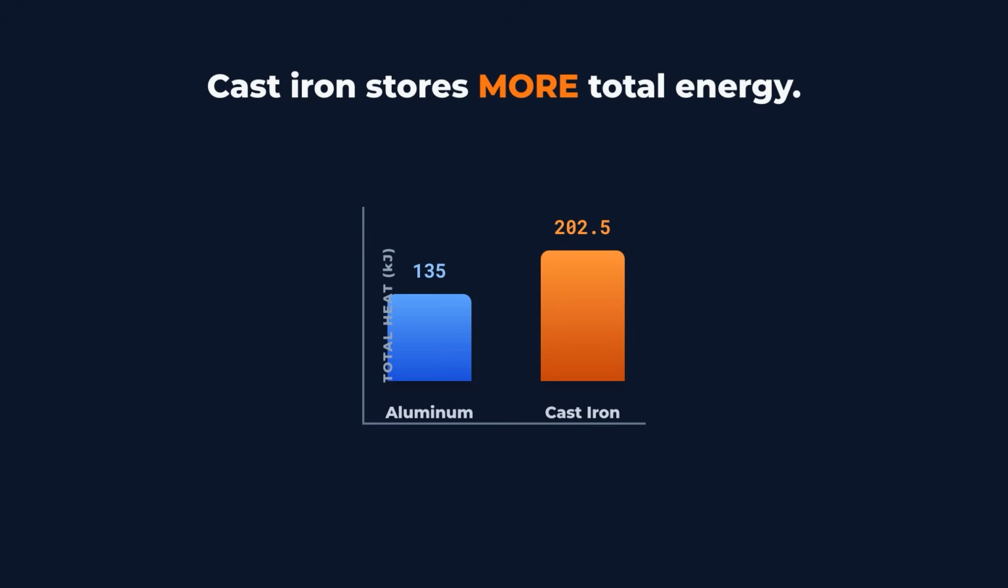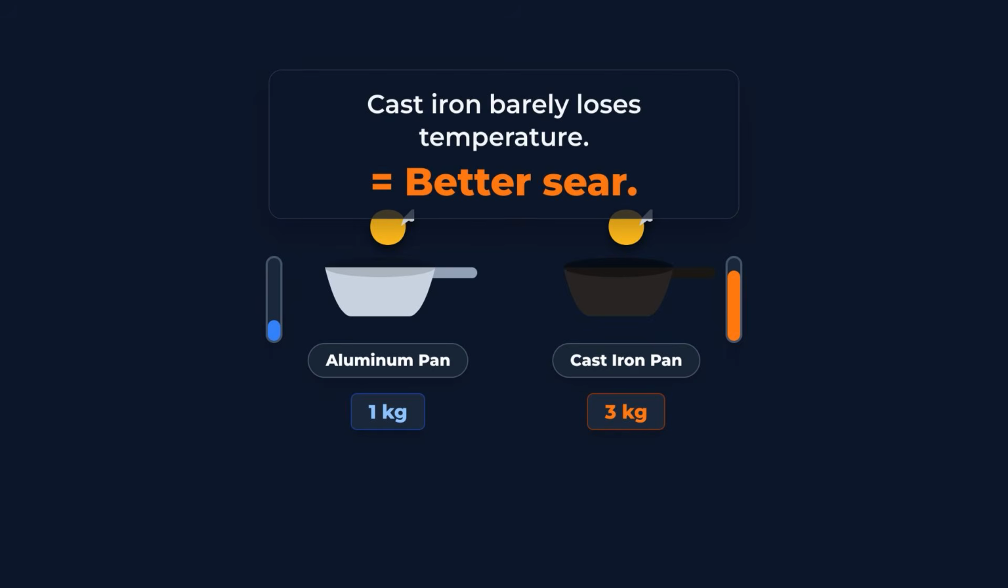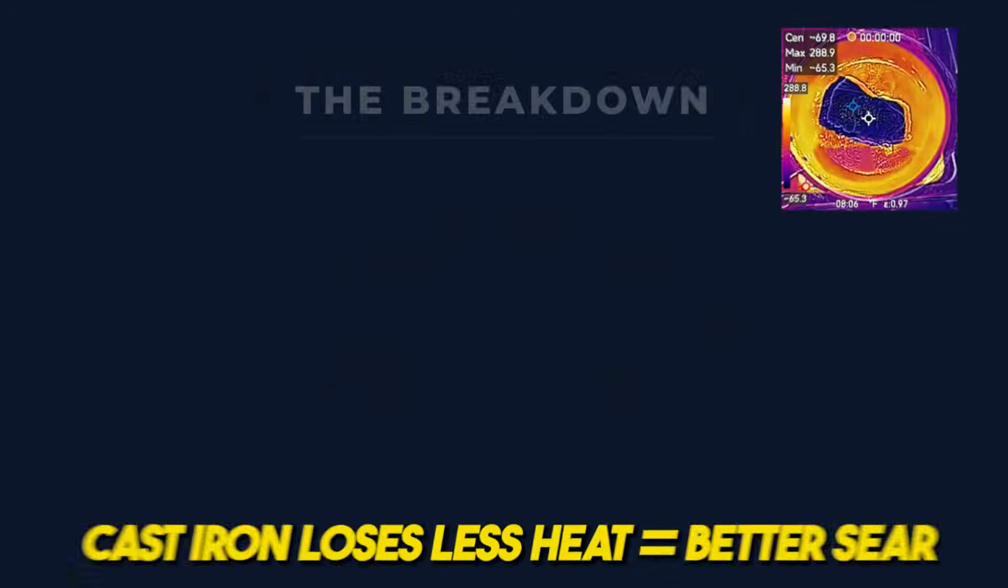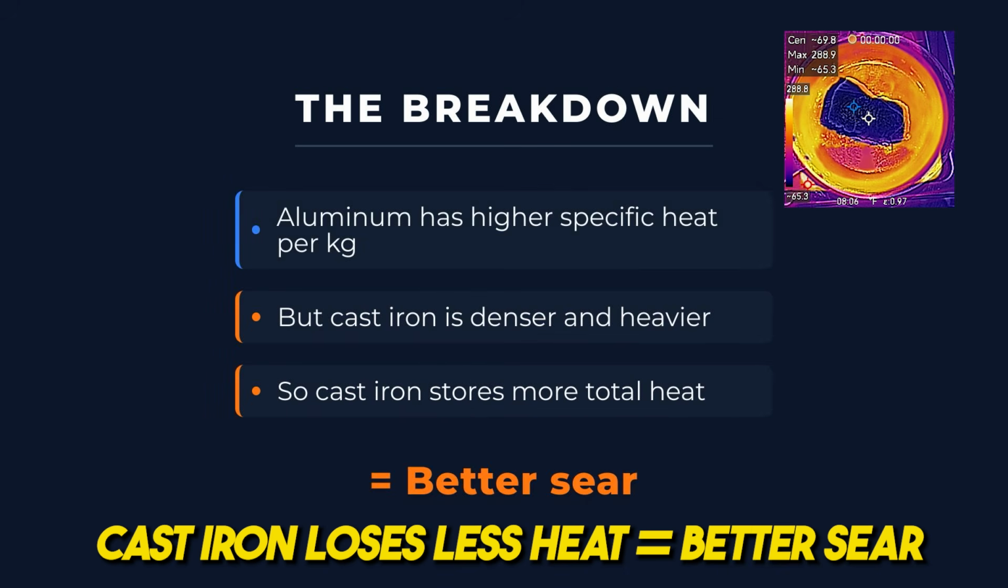This is why cast iron is prized for its ability to retain heat and sear meat so effectively. It's because even though aluminum stores more heat per kilogram, cast iron is much more dense and heavy for the same size of pan, so it stores more heat. Because it stores more heat, when a cold piece of chicken hits the cast iron pan, the pan barely drops in temperature, so it gives a better sear.